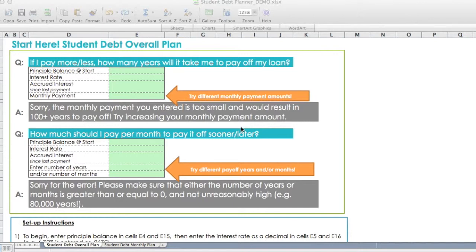So, to help me on my aggressive journey, being the planner that I am, I created two simple Excel spreadsheets that I use to, one, help me plan, help me set my strategy from the beginning, and the other I use to track my progress on a monthly basis. So this video will highlight the first tab that you see here, labeled Student Debt Overall Plan. And I've created a second video for the second tab that's titled the Student Debt Monthly Plan.